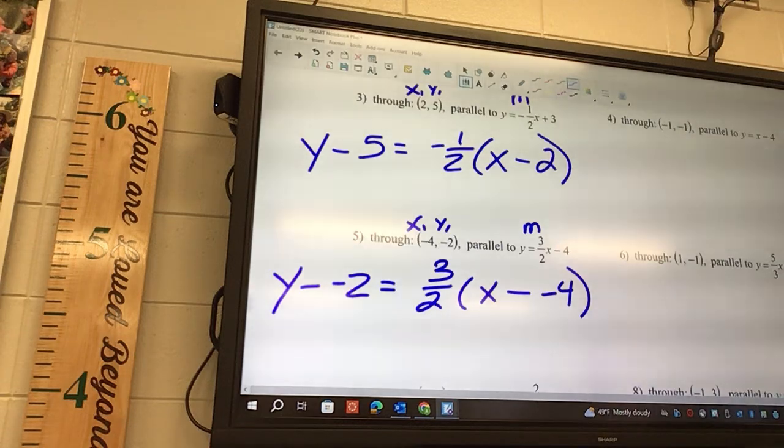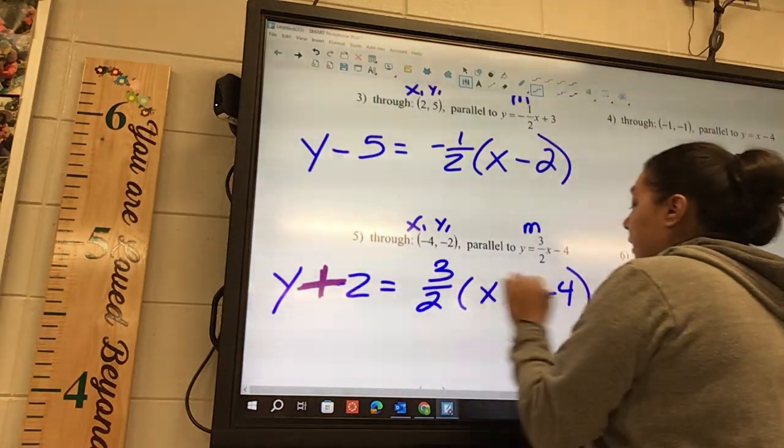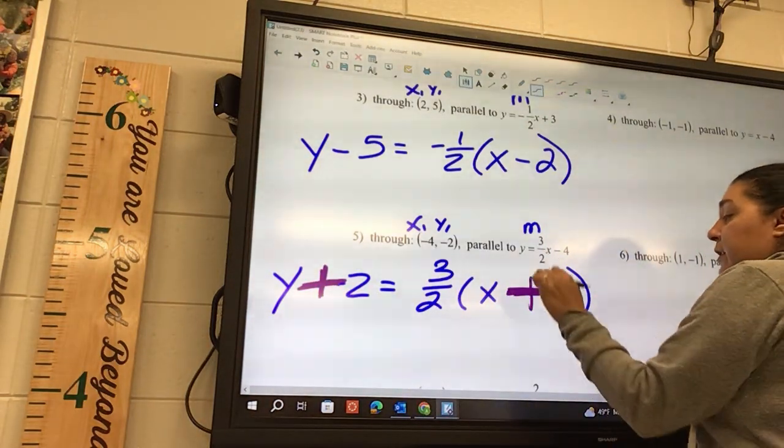Okay, do we have any minuses? Yeah, so this one is going to become a positive, and this one's going to become a positive because it's also a minus.